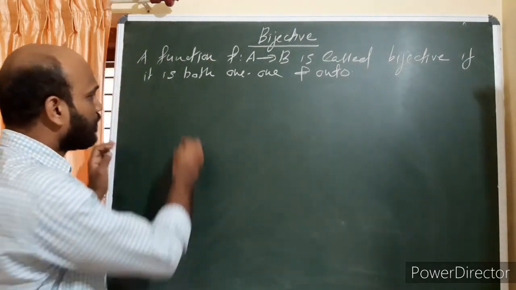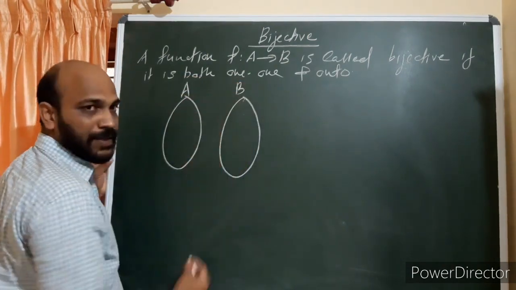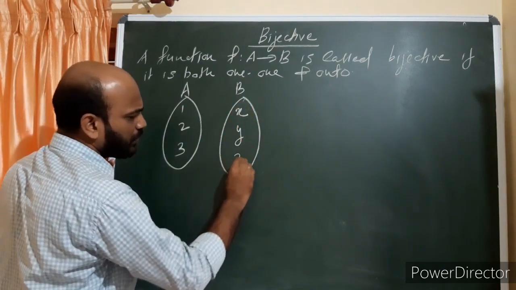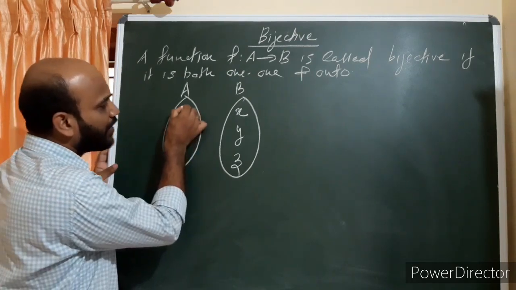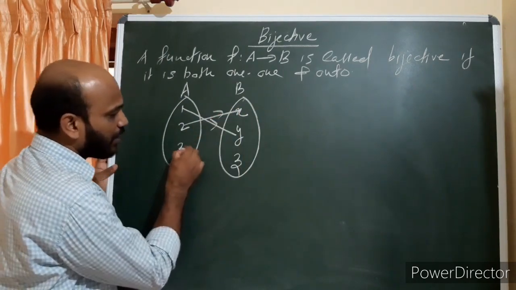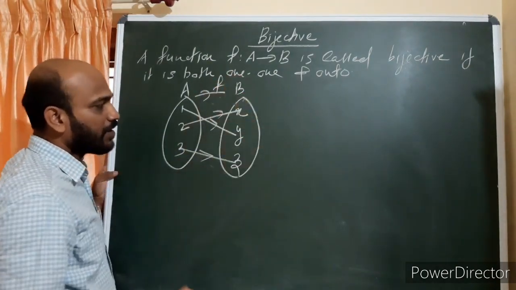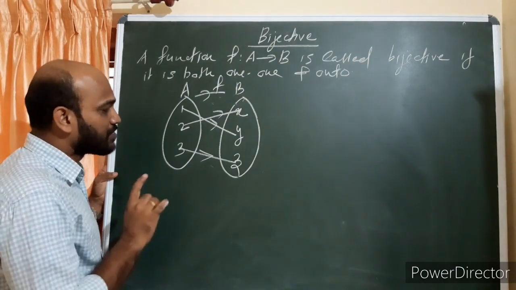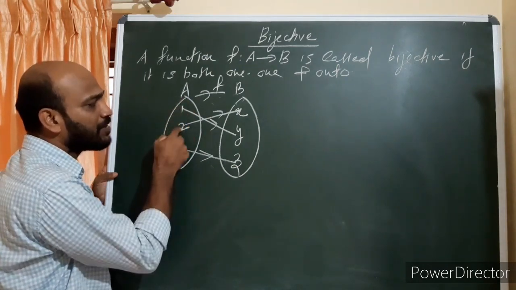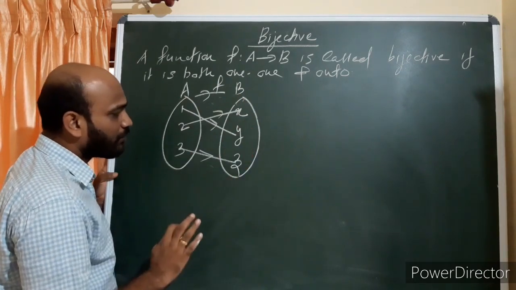I'll give one example. Take one set A and the set B. Suppose A consists of 3 elements and B consists of 3 elements x, y, z. Suppose 1 is related to y, 2 is related to x, and 3 is related to z. Is it a bijective function? It should be both one-one and onto. Is it a one-one function? It is one-one, because if you take any two different elements, then those elements have different images. So it is a one-one function clearly.